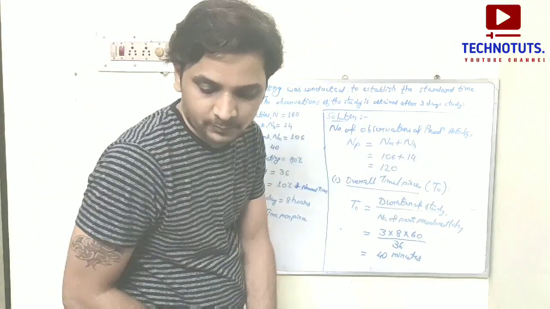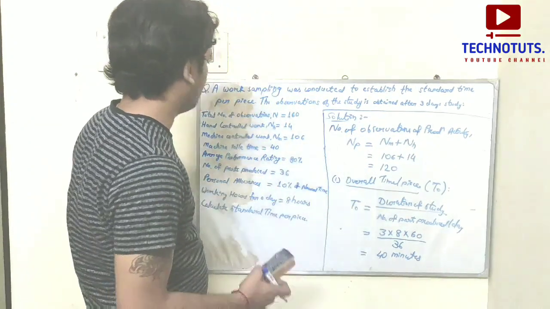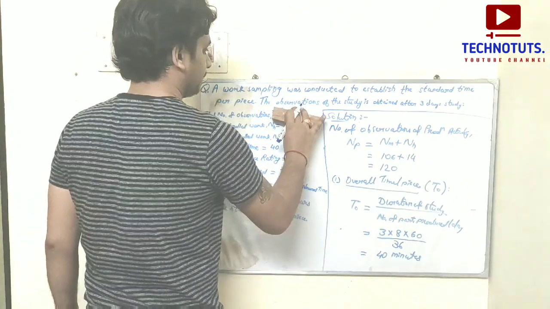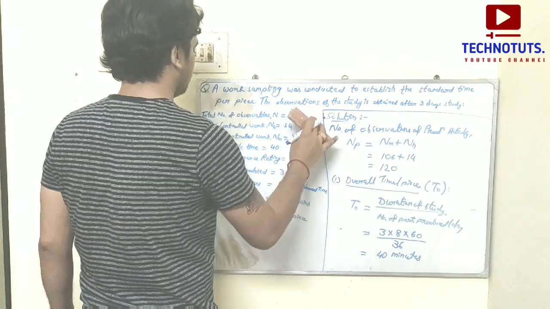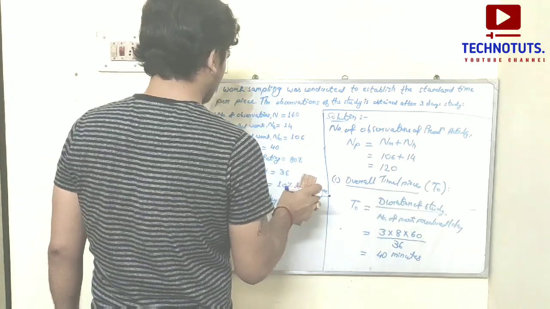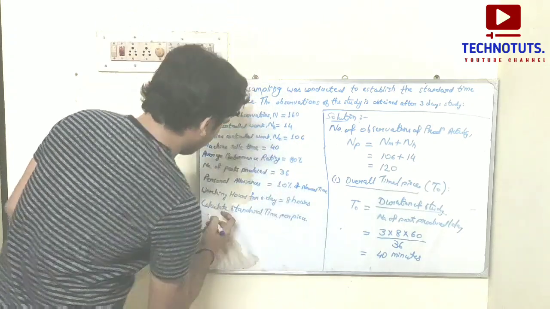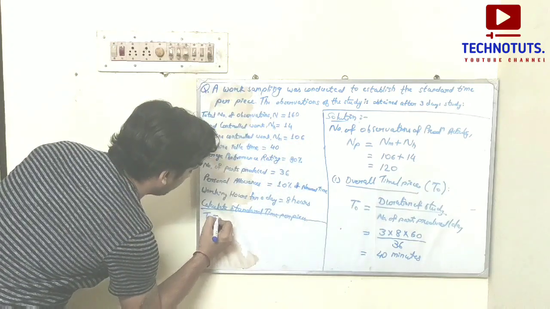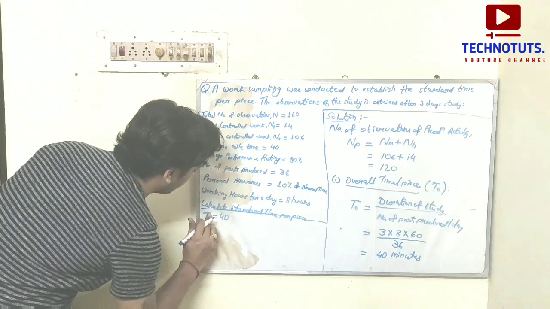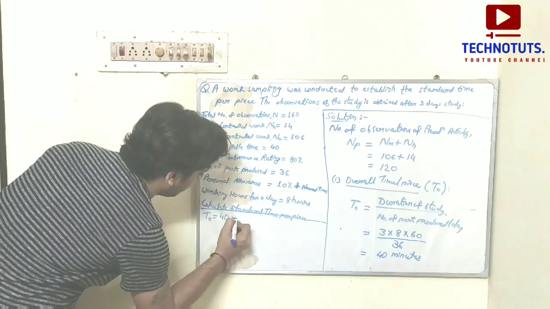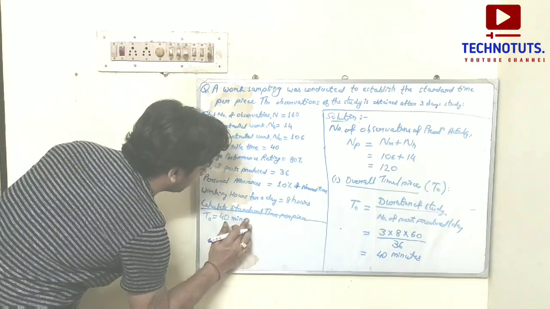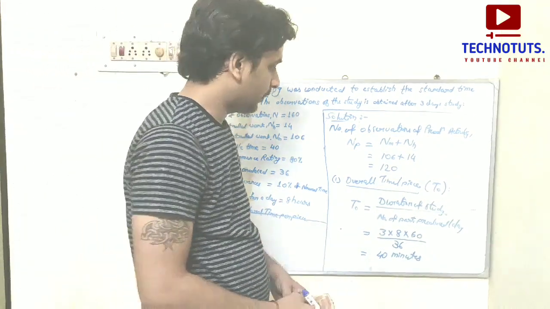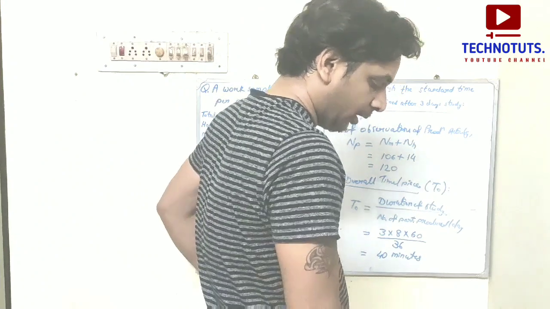Okay, students? So let us note down here. TO is equal to 40 minutes. Now we will calculate effective time per piece.